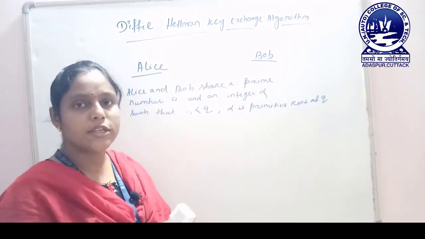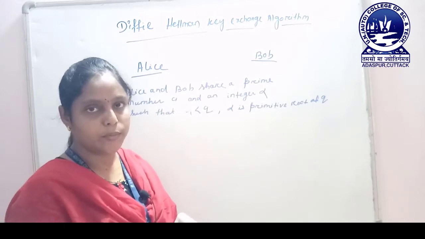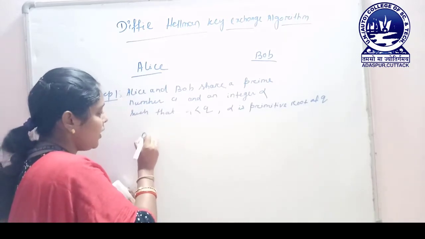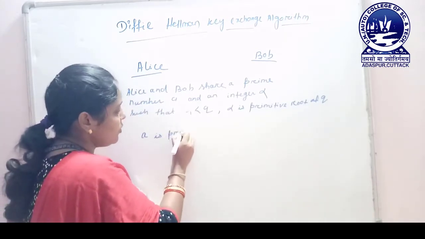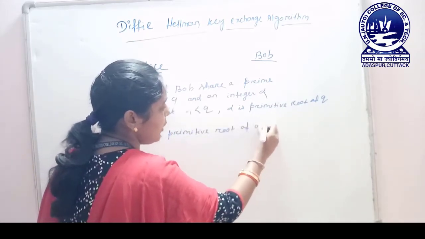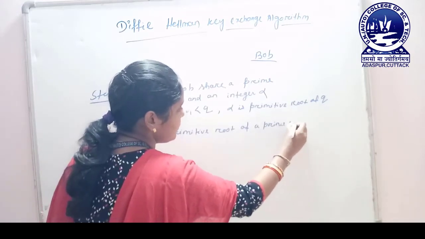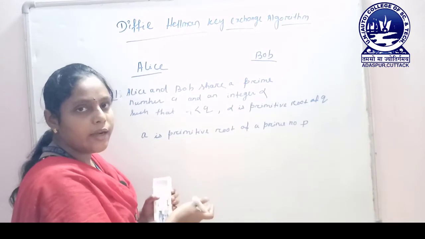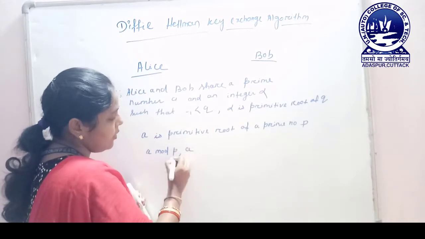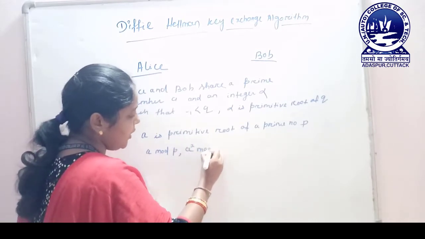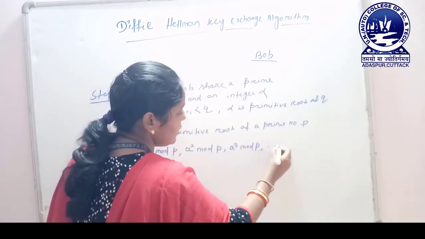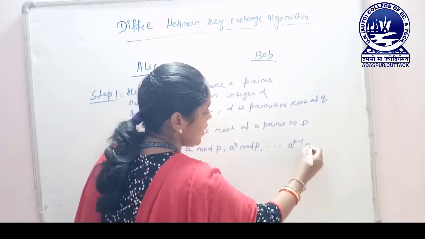Now here one question arises: what is a primitive root? Take one example. Suppose A is a primitive root of a prime number P. Then we take A mod P, A square mod P, A cube mod P, and in this way, A to the power P minus 1 mod P.